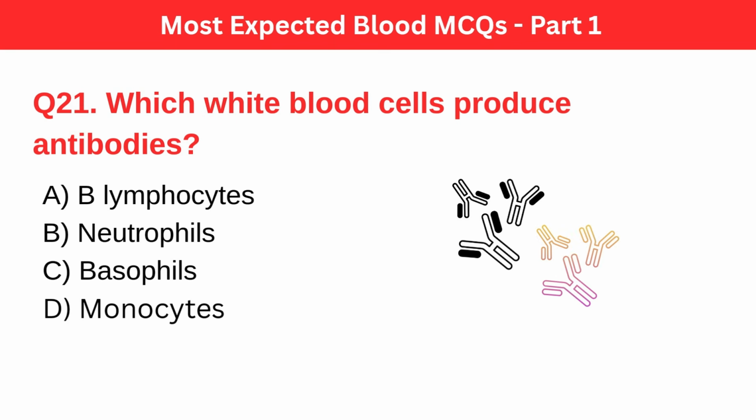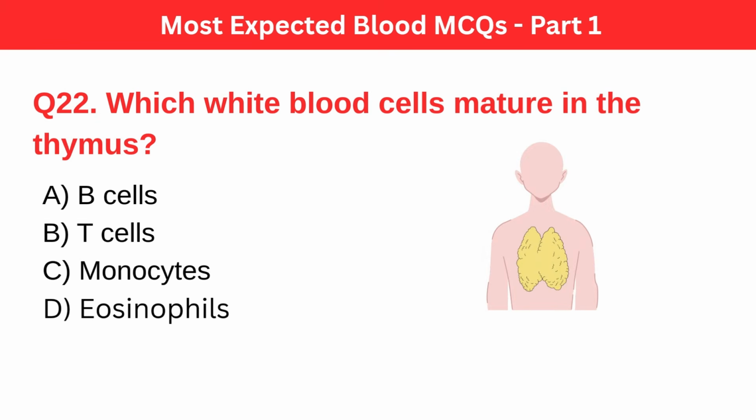Question number 21. Which white blood cells produce antibodies? The right option is A. B lymphocytes. Question number 22. Which white blood cells mature in the thymus? The right option is B. T cells.